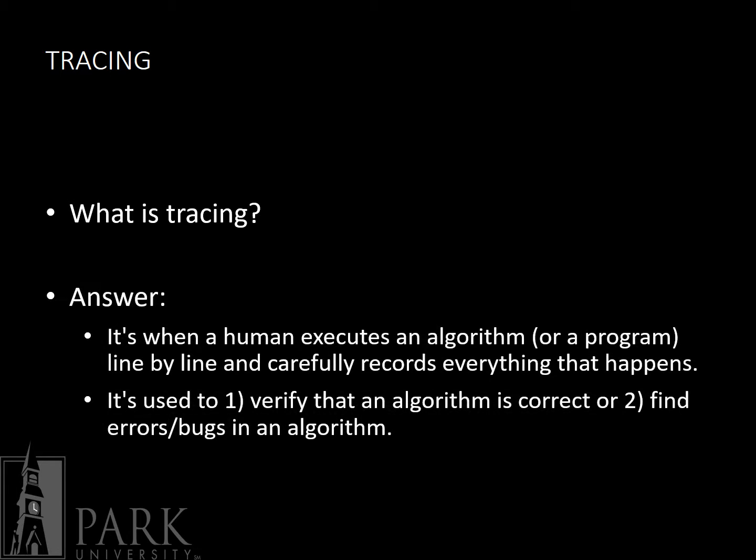So finally, we get to the last topic of this unit, and that's tracing. And what is tracing? Well, it's whenever you go through your program line by line and record everything that happens. It's used to verify, number one, that your program or your algorithm is correct. And it's also very useful for finding bugs and errors in a program.